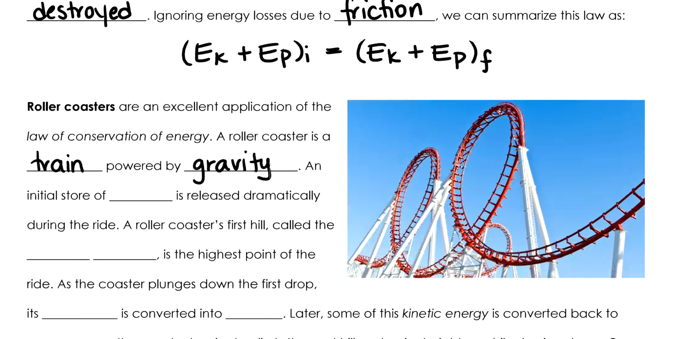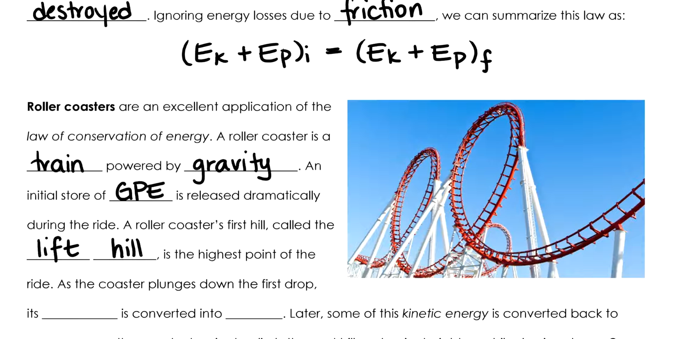Usually the highest point on the roller coaster is the first hill that it goes up, if it's a traditional roller coaster. So you have this initial store of gravitational potential energy, or GPE, that is gained as you go up this huge hill, and then it's released dramatically throughout the ride as your speed increases and decreases. This first hill is so important in traditional roller coaster design that it has a special name. It's called the lift hill.